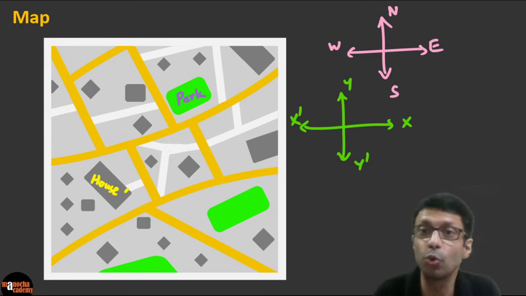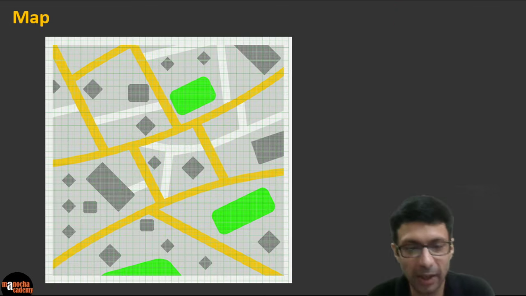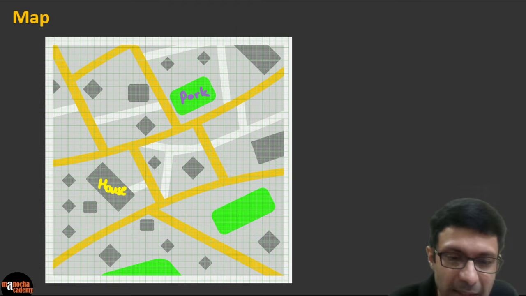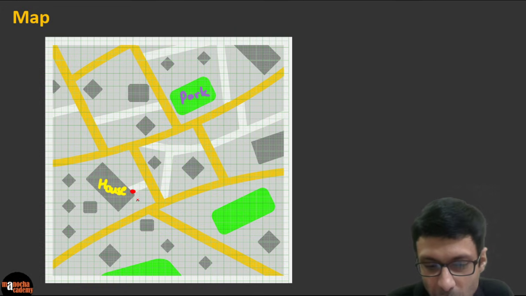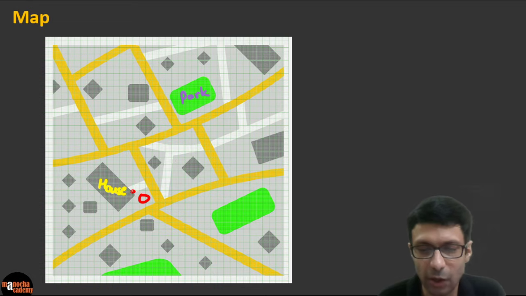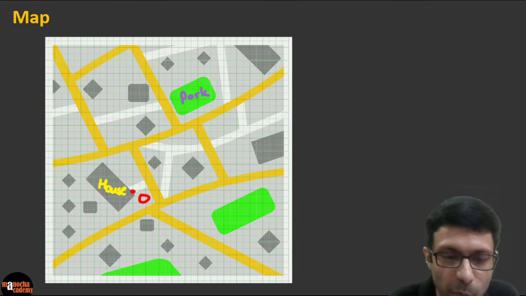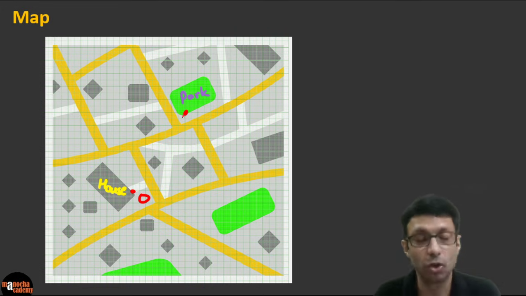I'm going to superimpose the graph paper on this map, and let's take a look. It's going to look something like this, where remember this was your house, and this is the park. Let's say this point is the entrance of your house. We are going to take that as the origin, and let's say we want to find the coordinates of this point on the park, this edge of the park here. So how do we do that, guys?